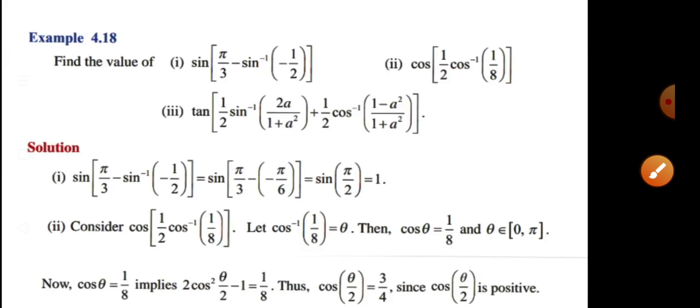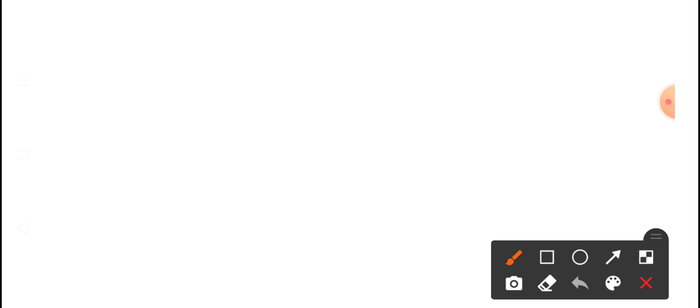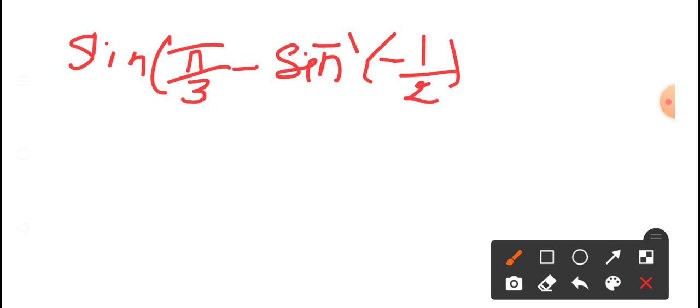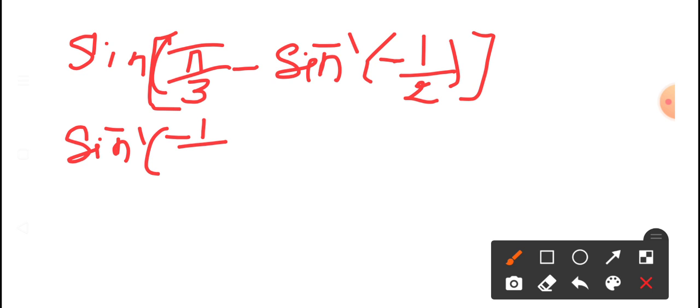Okay, now let's go. The first sum: sin of pi by 3 minus sin inverse of minus 1 by 2. Okay, this is our given sum. First we are going to find the sine inverse of minus 1 by 2. First we are going to find the value of sine inverse of minus 1 by 2.